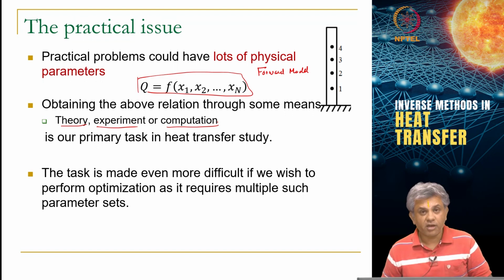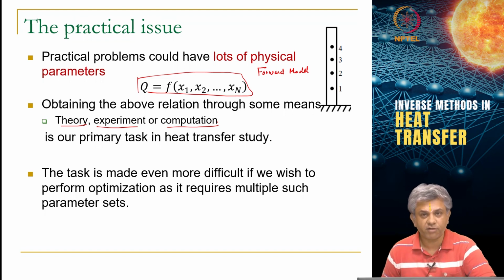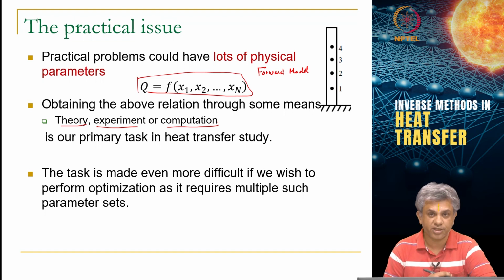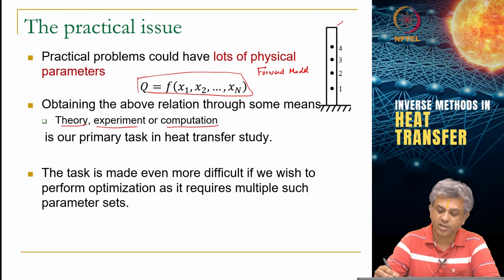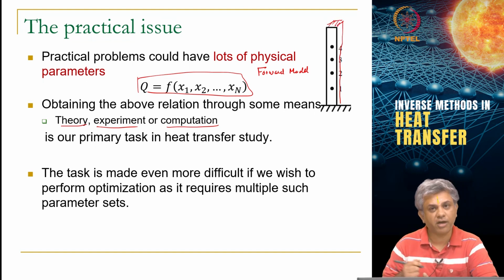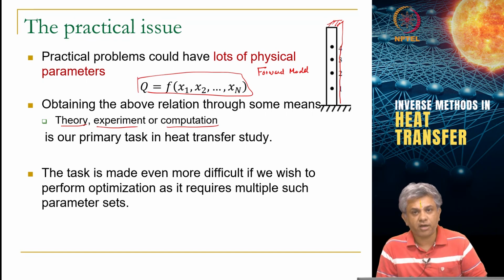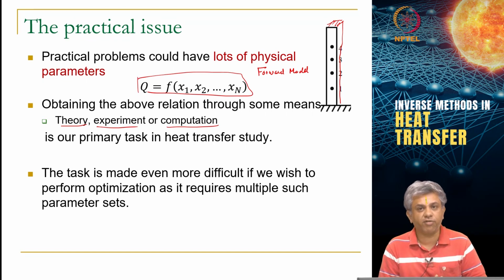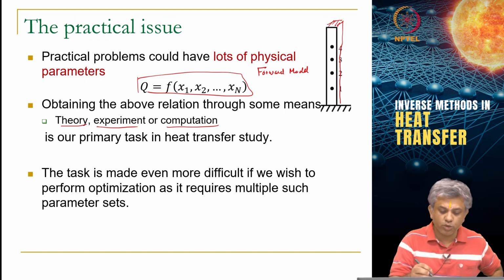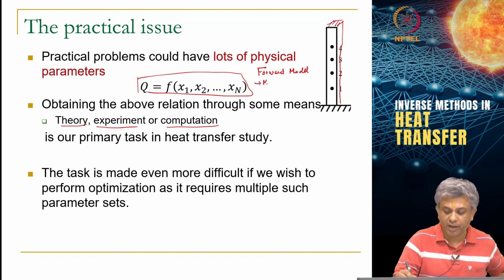Now, this becomes even more difficult when in practice you want to do optimization. What is meant by optimization? Can you find the best cross section of the fin? So, we have assumed a rectangular fin here, but can you tell me what sort of cross section of the fin will maximize heat transfer? That kind of problem requires you to build this forward model multiple times.